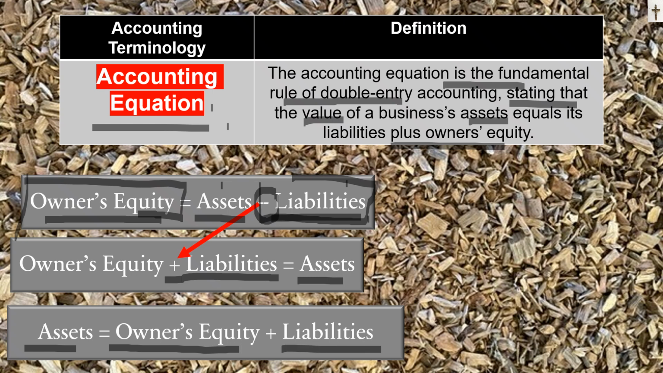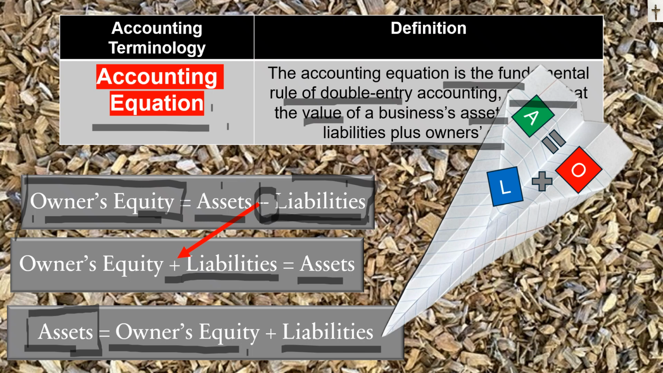So I started looking at what the owner is worth. The owner is worth the value of his assets less the value of the liabilities, the total liabilities. And if I make the value of the assets the subject of the formula, you're going to get assets is equal to owner's equity plus liabilities, and that is the accounting equation.